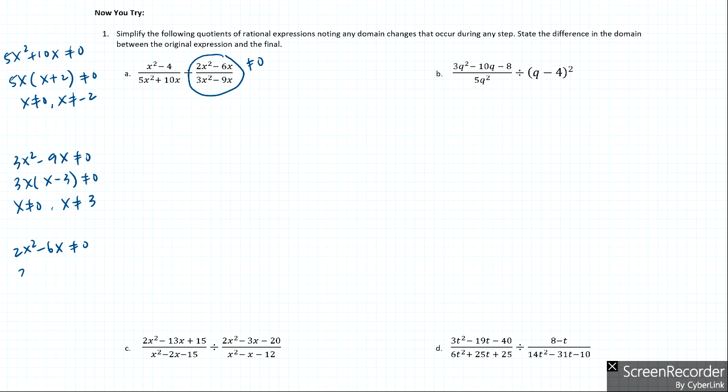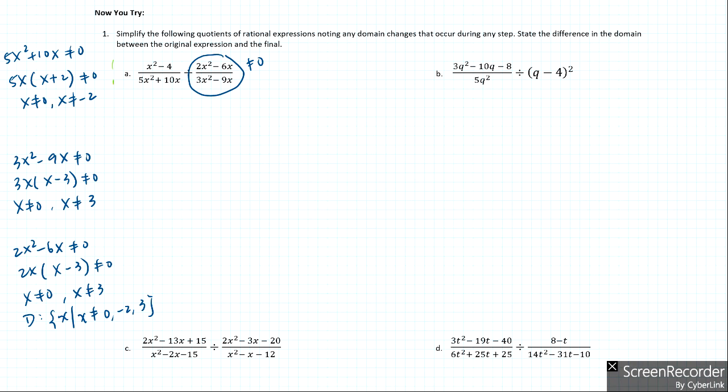And the last one, if we factor out GCF 2x, we'll get x minus 3 again. So we will have exactly the same domain result as the previous one. So we would get x doesn't equal to 0 and x doesn't equal to 3. So altogether, the domain restriction would be x such that x doesn't equal to 0, negative 2, and x doesn't equal to 3. So now we can go ahead and start working with the operations over here.